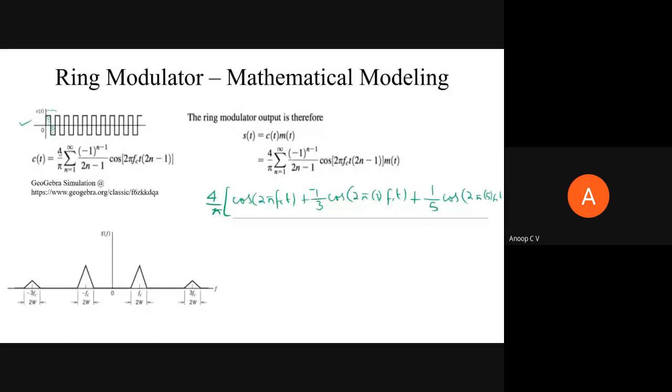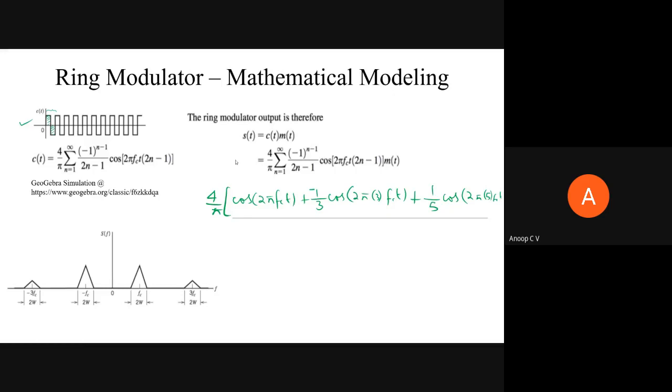Right. Now, are you okay with this expression? Whatever I have written here, I've shown a square wave, right? And I'm telling you C of t can be written as 4 by pi times summation from n equals 1 to n minus 1 cos 2 pi fct. And this is an approximation. Fourier series representation is an approximation. The more terms we add, the more accurate the result will be.